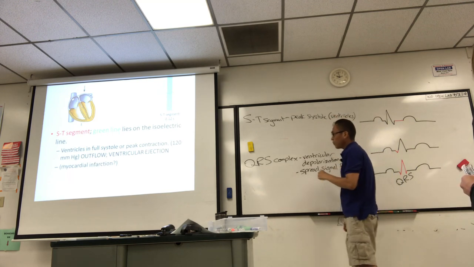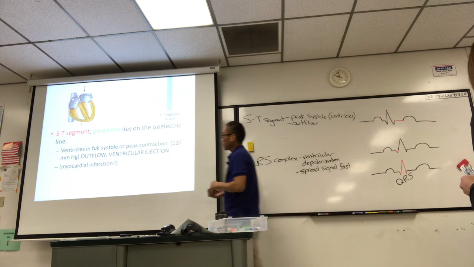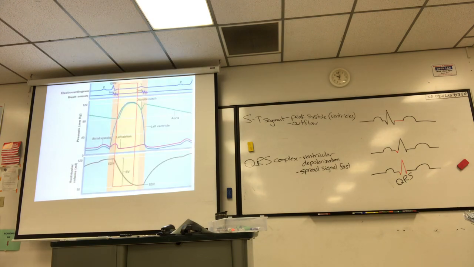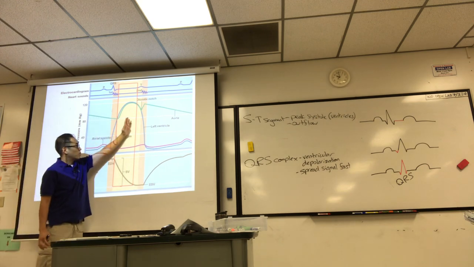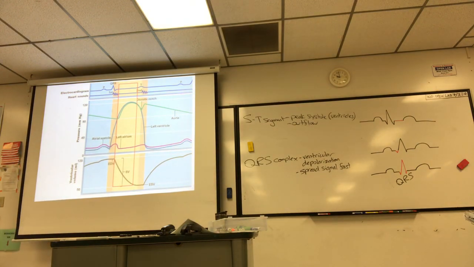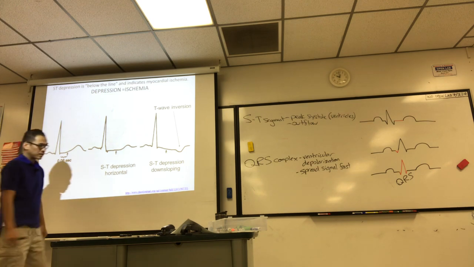So peak systole, that's kind of like outflow. It's occurring during outflow. And so that's clinically important because if you're having a heart attack, this segment might show irregular, might be off. So the ST segment on the cardiac cycle is this entire peak systole right there. If you have a detriment in cardiac performance, an ECG might show the ST segment maybe below the line or above the line, and that could mean different things. ST segment depression below the line could mean ischemia, which means a lack of blood flow. It could be just about to have a heart attack.